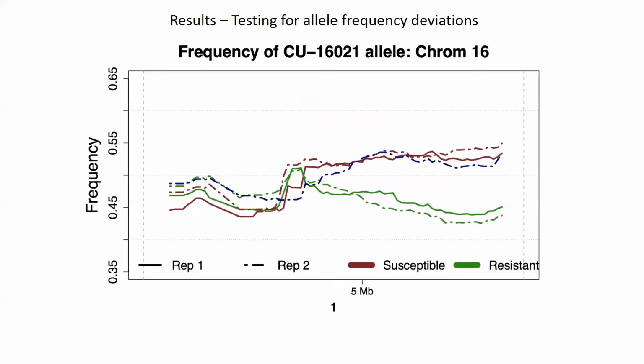So chromosome 16, at the end of chromosome 16, we observe a similar signature. However, here you'll notice that the resistant pools, I should say, are actually enriched for the allele that's derived from the susceptible parent, suggesting that there are good alleles from both parents of the mapping population.